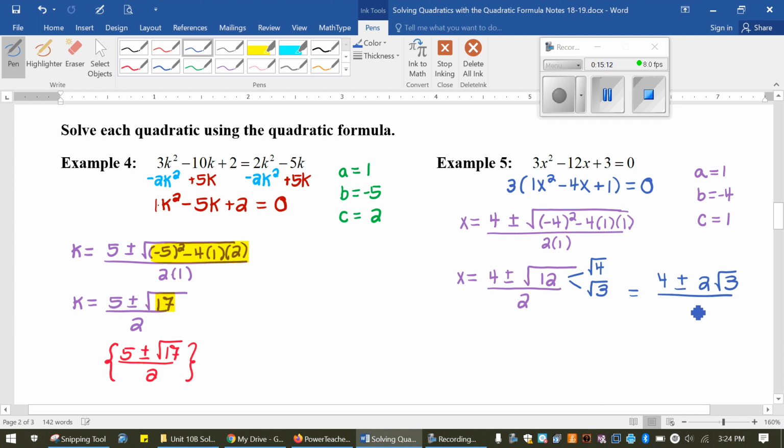3 over 2. And then again, I'm going to have to break this down, but only if 2 can go into both of these, or if they could all reduce by the same number. So we're going to reduce this by 2. So 4 divided by 2 is 2, plus or minus the square root of 3.